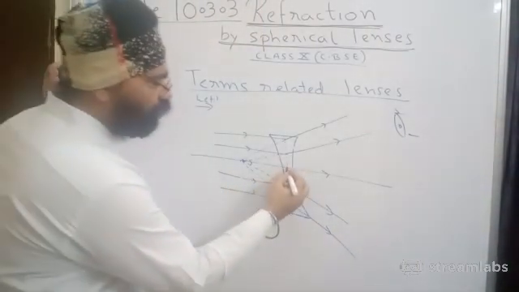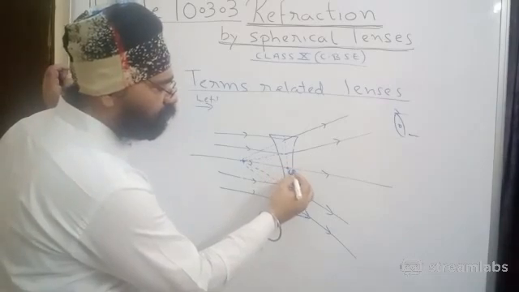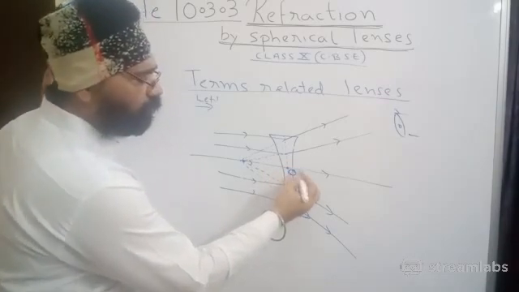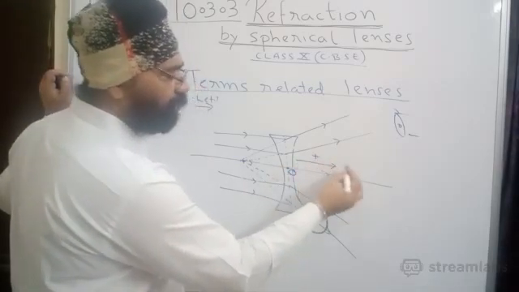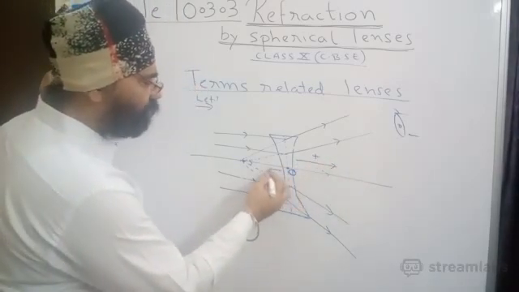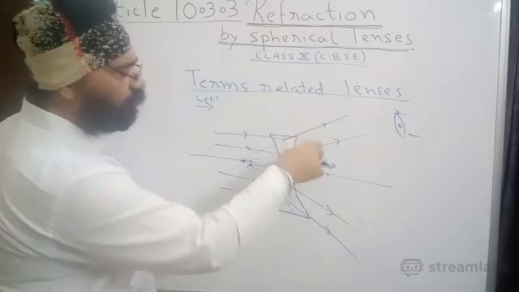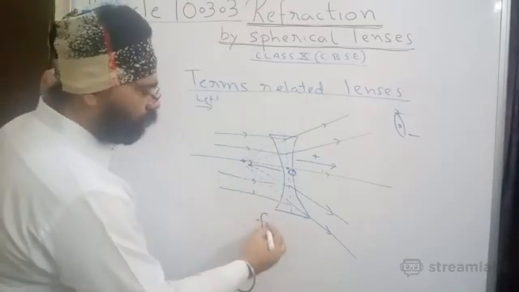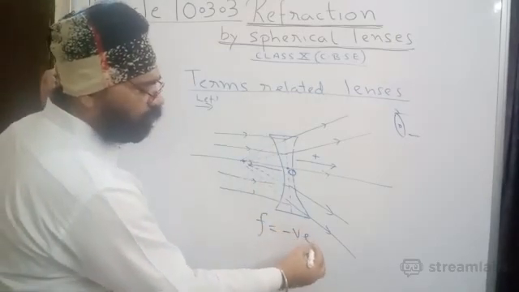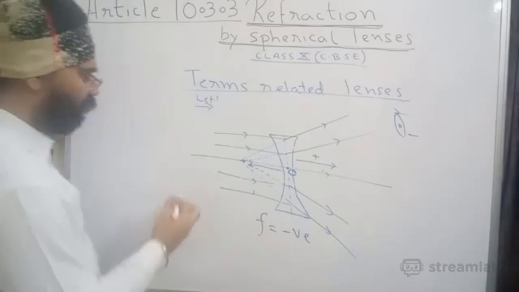Okay, I measure all distances from the optical center. If the distance is towards the direction of light, I take it as positive. If it is against the direction of light, I take it as negative. So in this case, it is towards the left. So its focal length will be negative. Concave lens की focal length negative होगी.